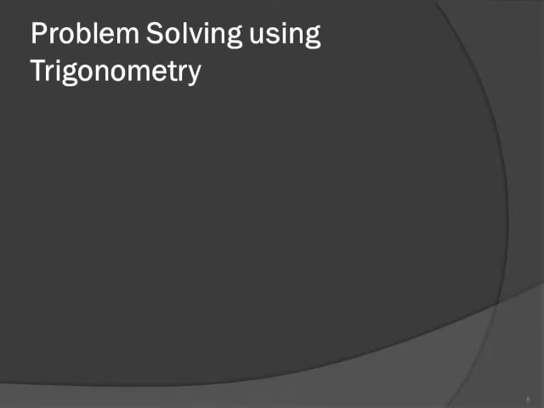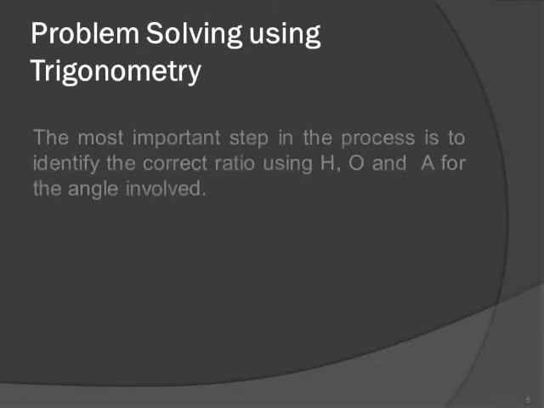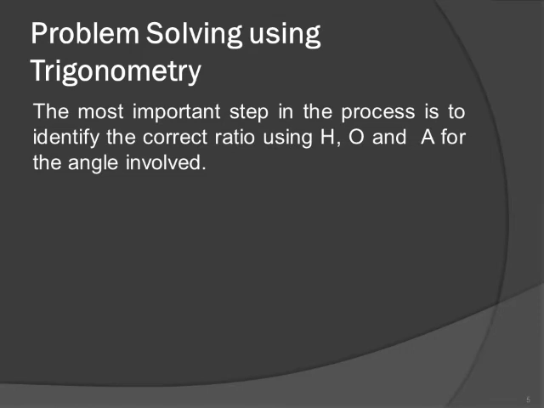Now let's take a look at problem solving using trigonometry. The most important step in the process is to identify the correct ratio by positioning the H, the O and the A for the angle that you've got. Okay? Get the first point, get the ratio right, and you'll find that there's only three types of problems. So let's take a look.